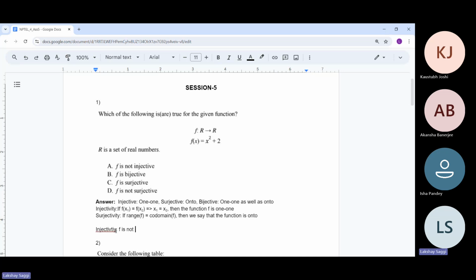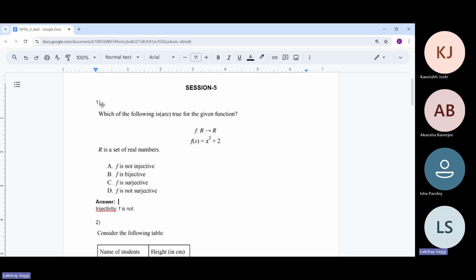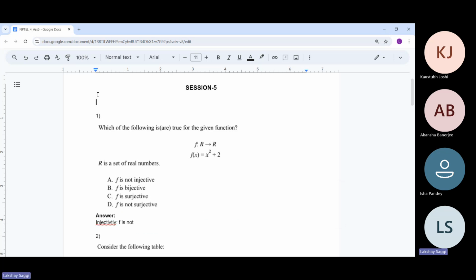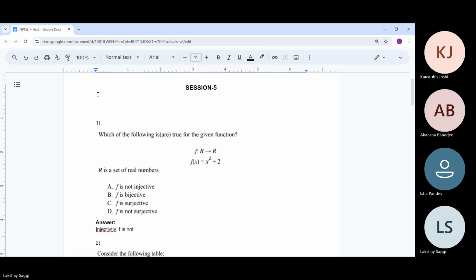So f is, maybe I should just put these definitions before the question so that you don't get confused. Yeah.